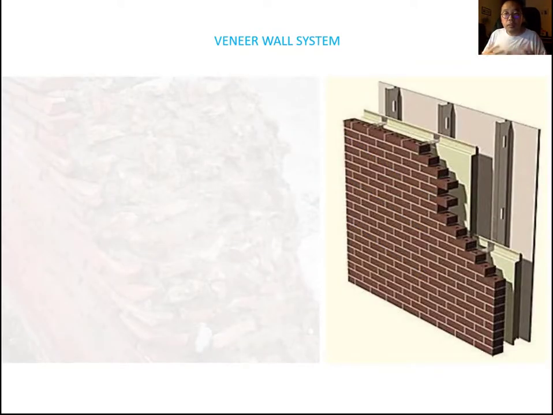The veneer wall system is a more compact and efficient way. You have two layers here: a structure layer, and then the brick as decoration. This is just a single layer for decorating your elevation. So just remember the veneer wall system. It actually has a separate structure system, and the brick veneer just works as the building envelope and building skin.